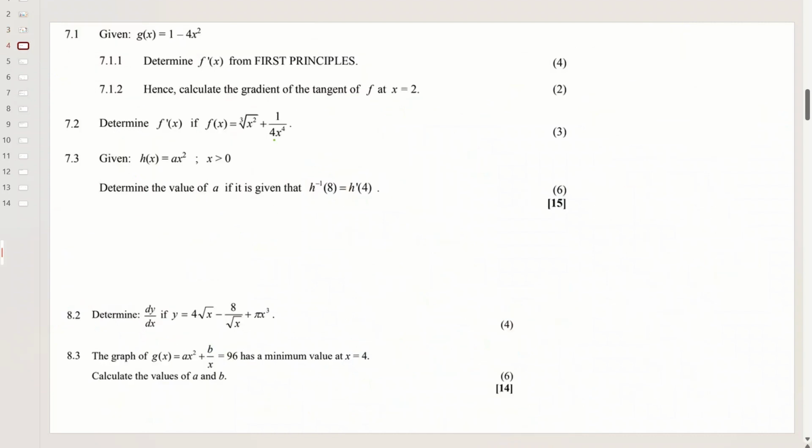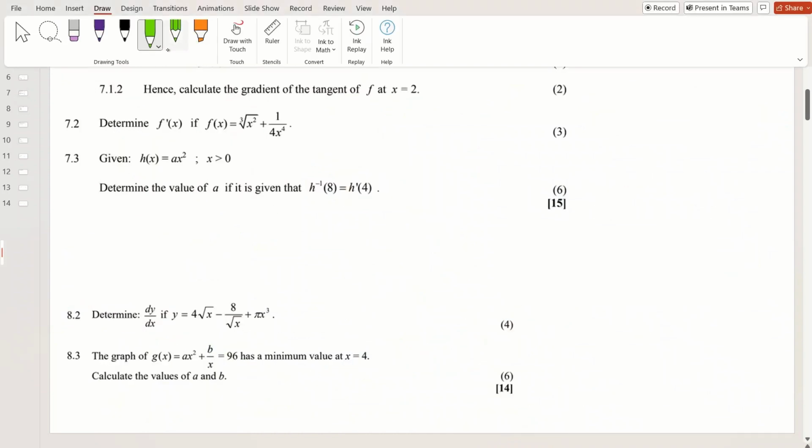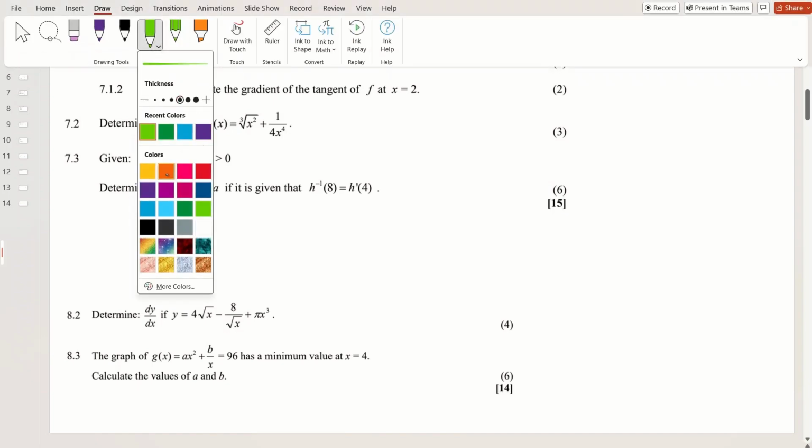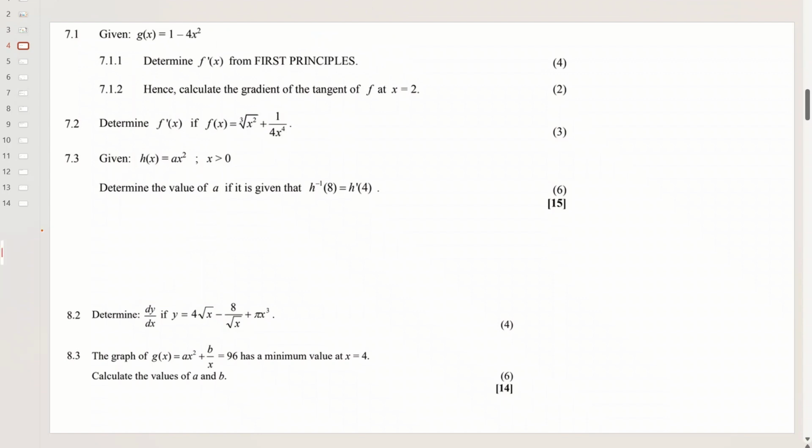So now let's take a look at this one. They say we're given a function g of x. We have to deal with this from first principles. So remember, evaluate your function at the original value of x. It's like writing down your given function and then evaluating your function at x plus h.